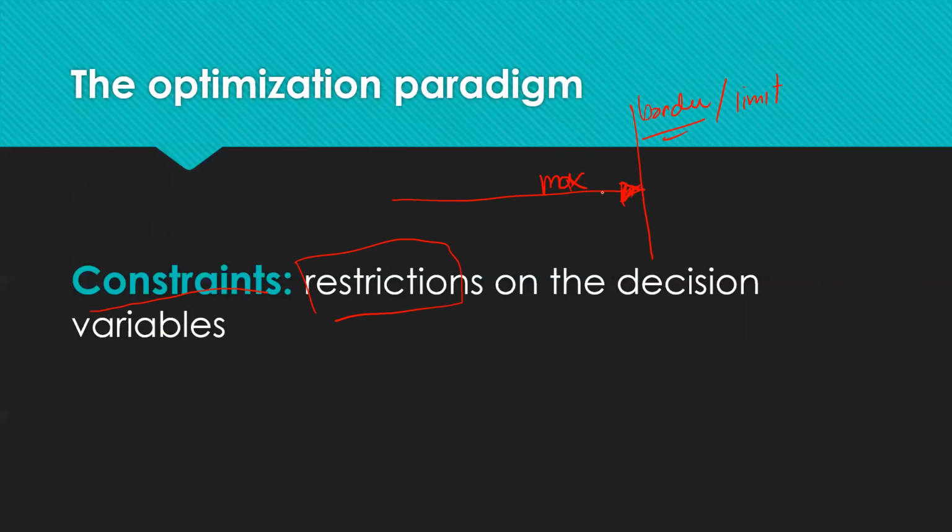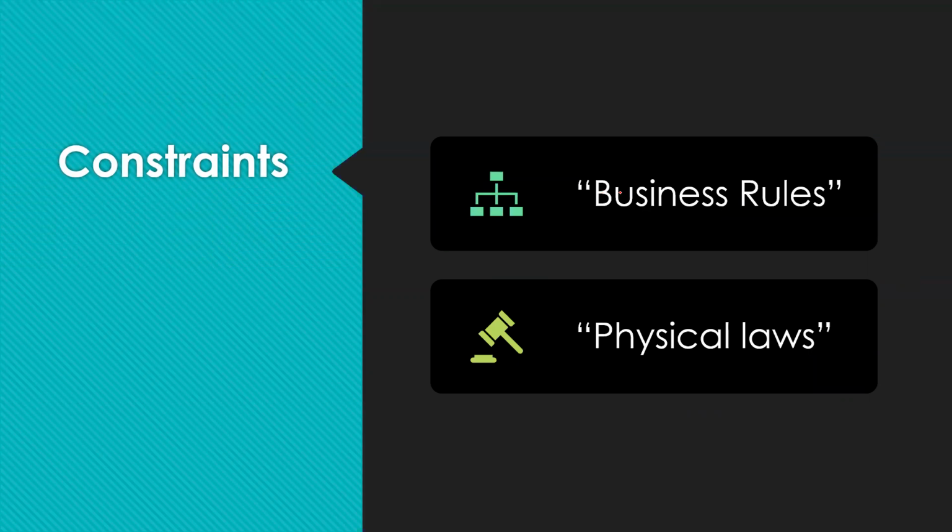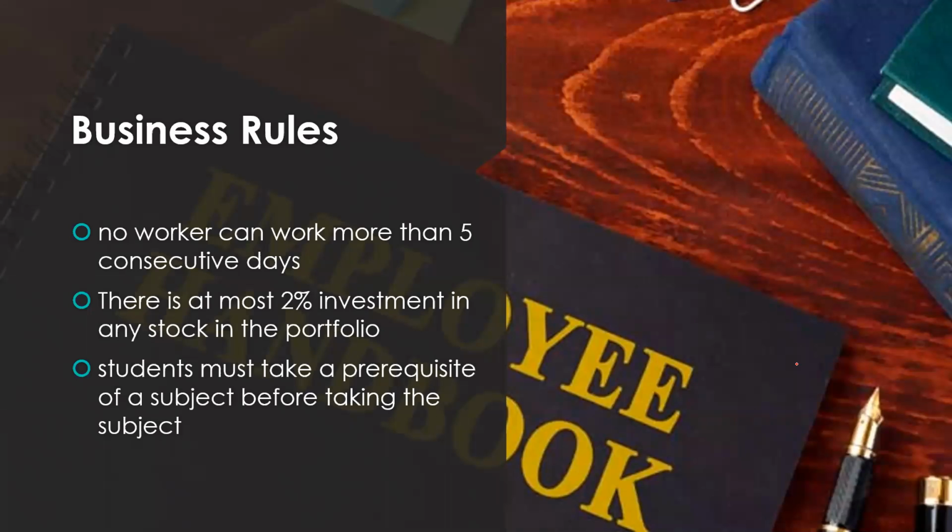What are the kinds of constraints? There are two. One is the so-called business rule. The second one is the physical law. When we say business rule, these are, again, the rules of the business. For example, the company says we have, say, 300 pounds of resin available for our molding process. Resin is like the powder you use for molding.